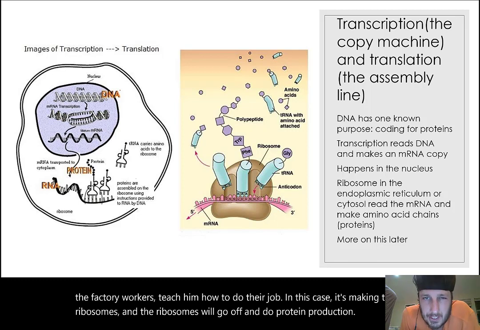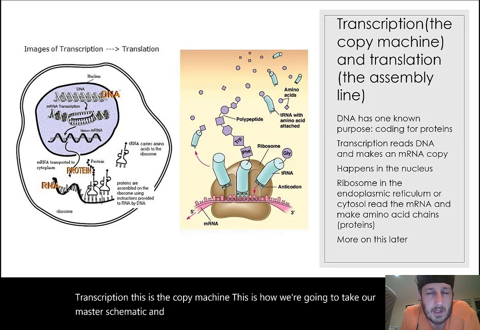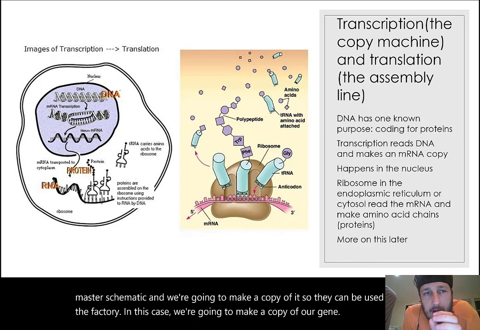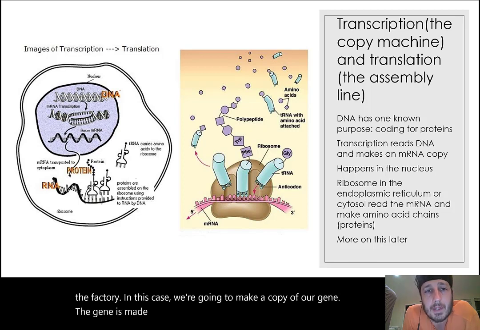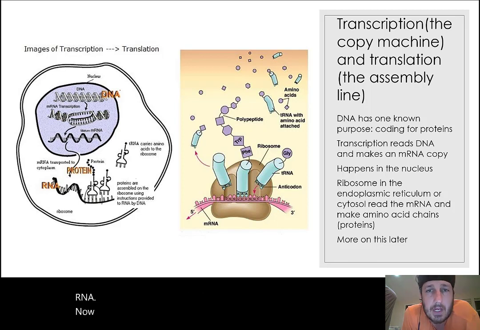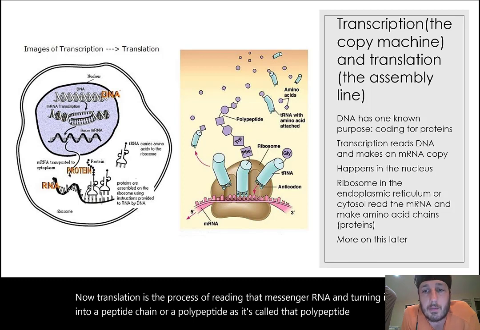Now, transcription, this is the copy machine. This is how we're going to take our master schematic and we're going to make a copy of it so that it can be used in the factory. In this case, we're going to make a copy of our gene. The gene is made of DNA, but the copy is going to be made of mRNA, messenger RNA. Now, translation is the process of reading that messenger RNA and turning it into a peptide chain, or a polypeptide as it's called. And that polypeptide will eventually become a protein.